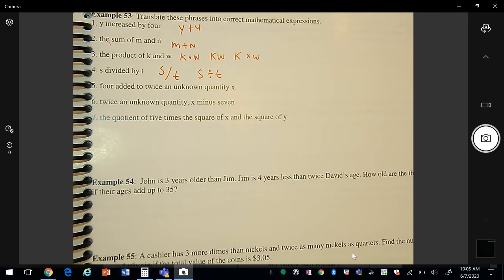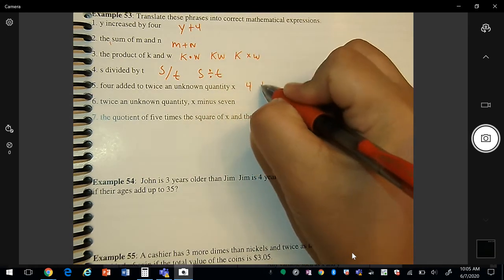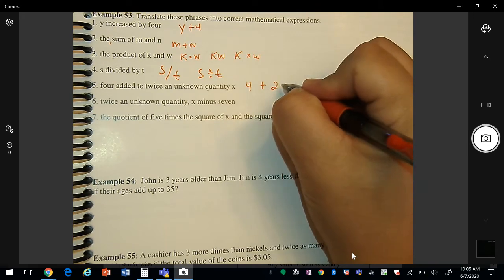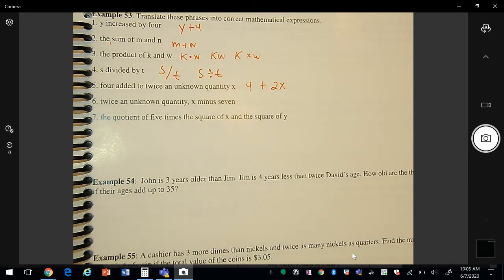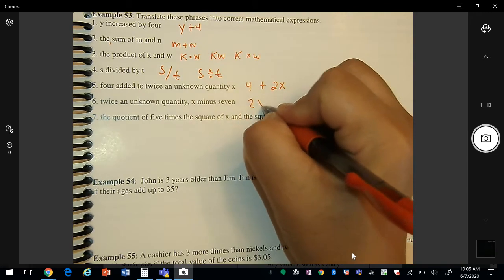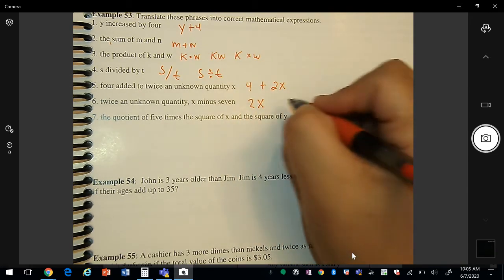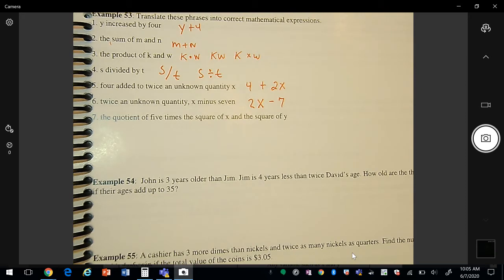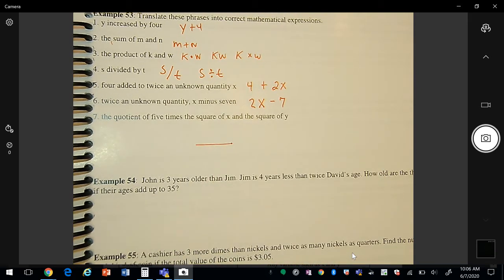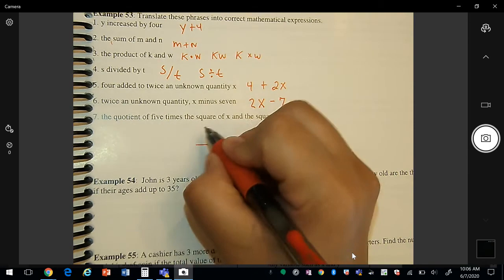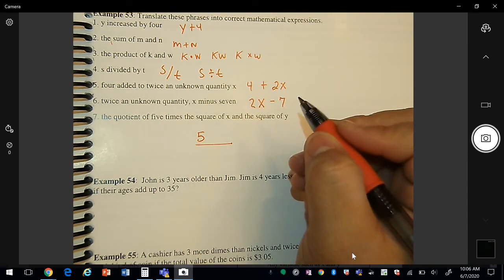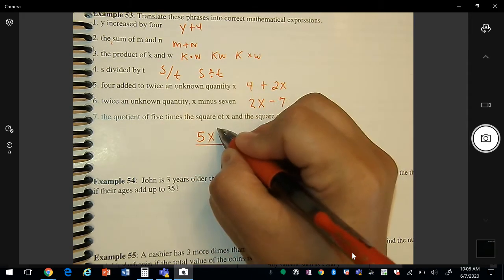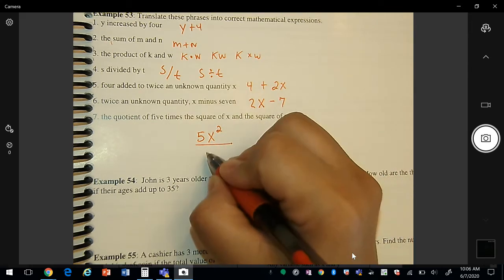4 added to twice an unknown quantity x. So we have 4 added to twice an unknown quantity x, minus 7. The quotient, that means we're going to have division of 5 times the square of x. The square of x would be x squared, and the square of y.